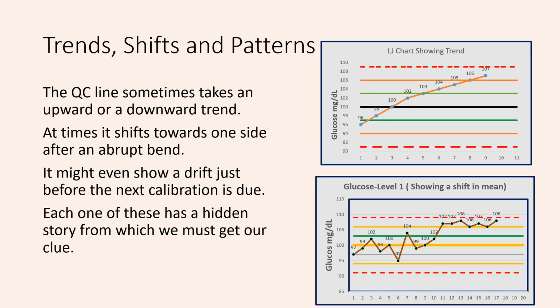The QC line sometimes takes an upward or a downward trend. At times it shifts towards one side after an abrupt bend. It might even show a drift just before the next calibration is due. Each one of these has a hidden story from which we must get our clue.